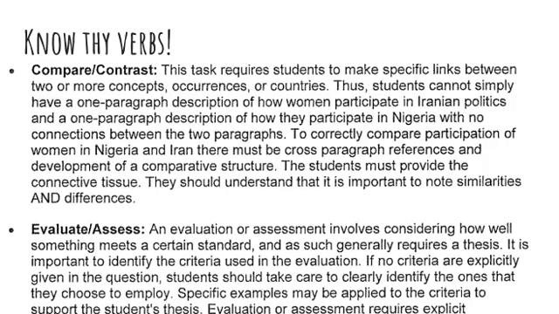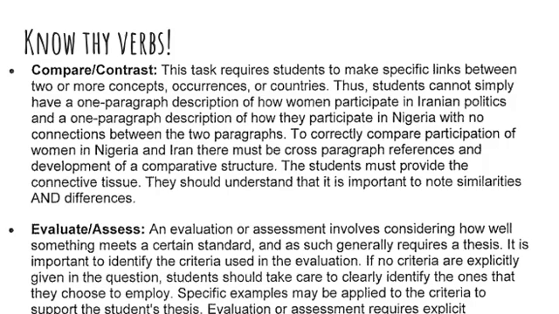So to correctly compare, there must be cross-paragraph references. So here's a right that women have in Nigeria but not Iran. Here's a statistic that impacts Iran but not Nigeria, and an explanation of why that distinction exists. For a comparison or a contrast, it is important to note similarities and differences.